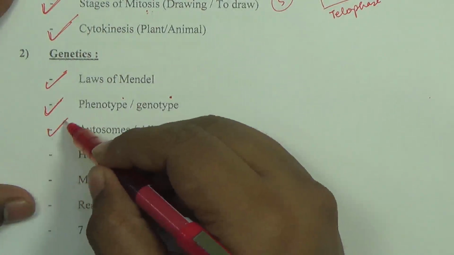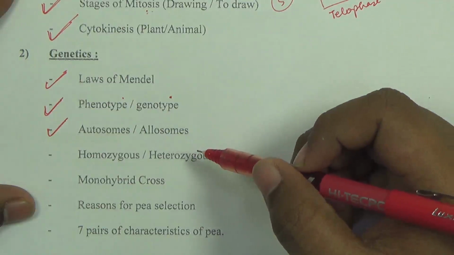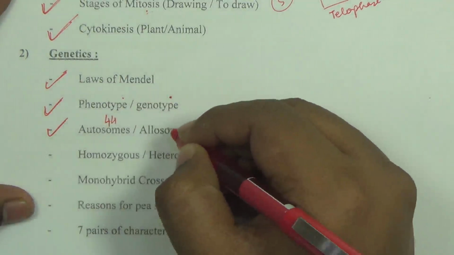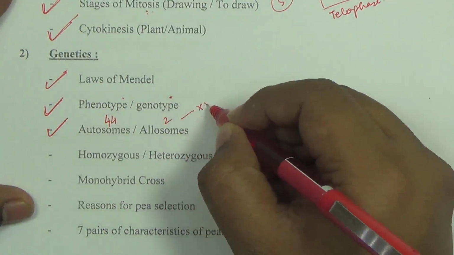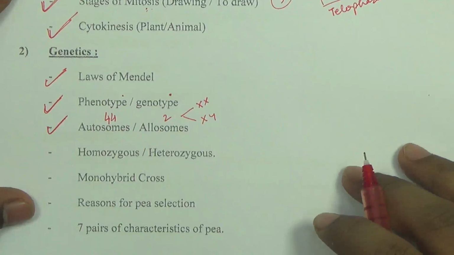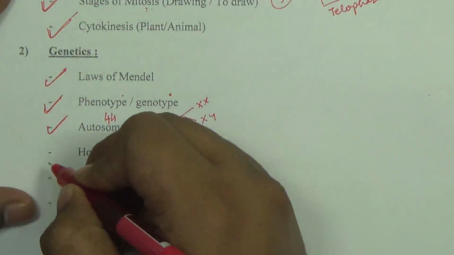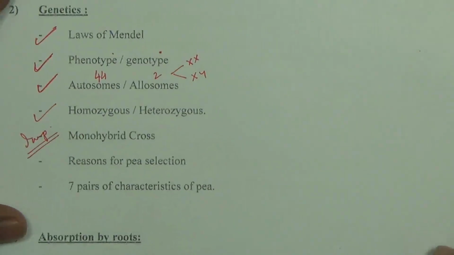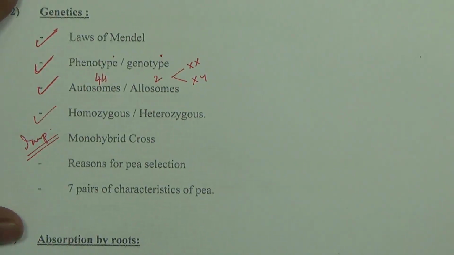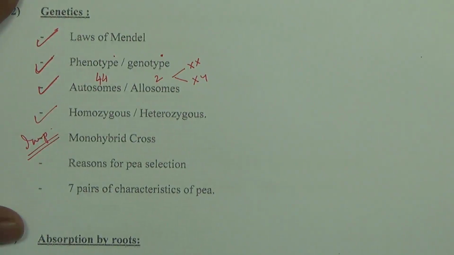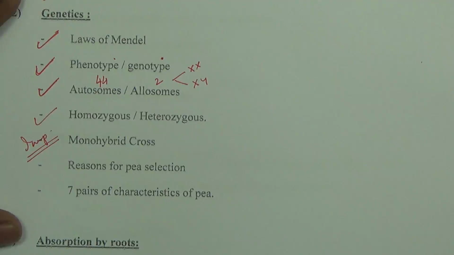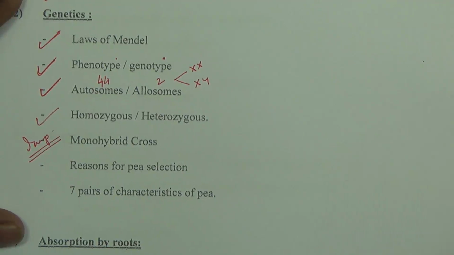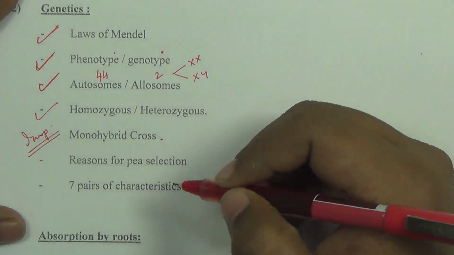Again, very common differences between autosomes and allosomes. You have to remember how many are there in human being. We have 44 autosomes and 2 allosomes, which can be either XX or XY. Right? It is useful for sex determination as well. Homozygous, heterozygous, very important. Monohybrid cross is important for this year, because every year it happens that ICSE gives either monohybrid or dihybrid. So last year dihybrid came. So this year I can predict that monohybrid cross is important, but it does not anywhere state that they might not ask you a question from dihybrid cross. So please look at both properly, but do monohybrid cross well, okay.